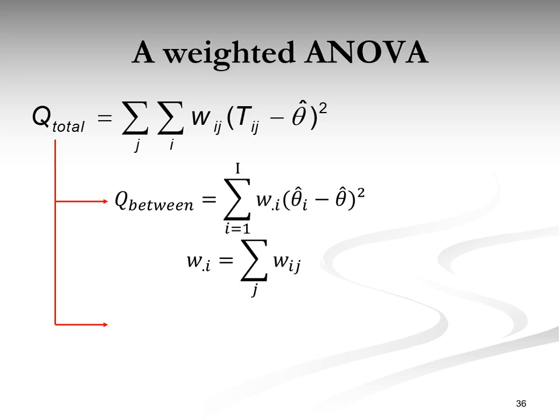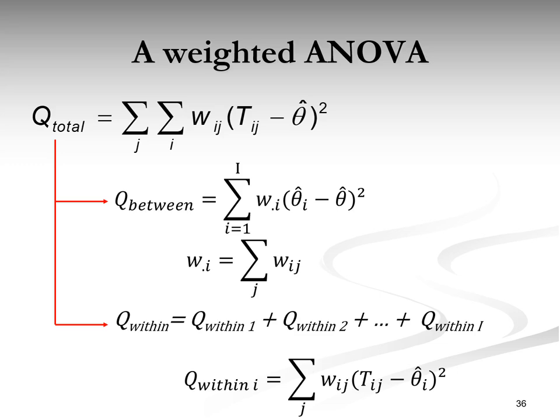Note that the weight that is given to each category is equal to the sum of the weights of all these studies within that category. The Q within is calculated by calculating the Q within for each category separately and then summing all these Q withins. And how is the Q within for a specific category i calculated? Well, we look at the squared deviations of the observed effect sizes from the mean effect size from this category. We multiply it by the weight and we sum everything over all observed effect sizes within that category.